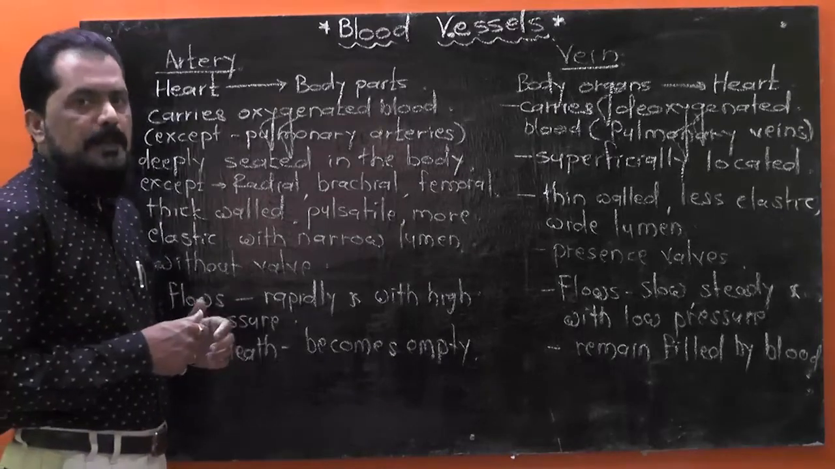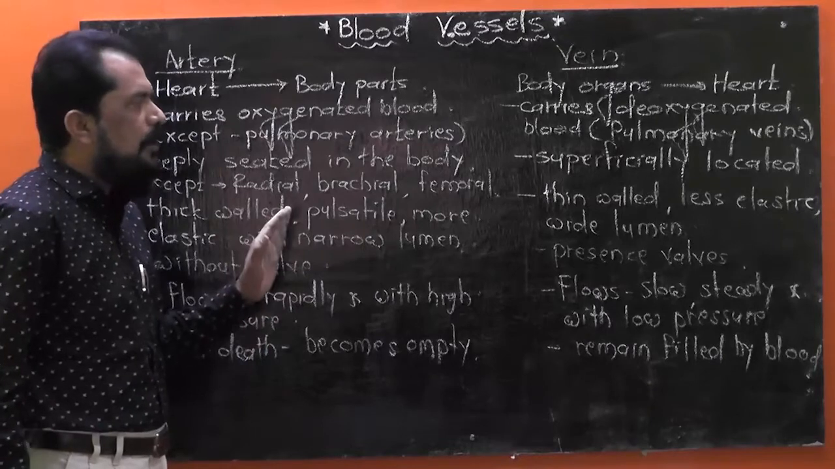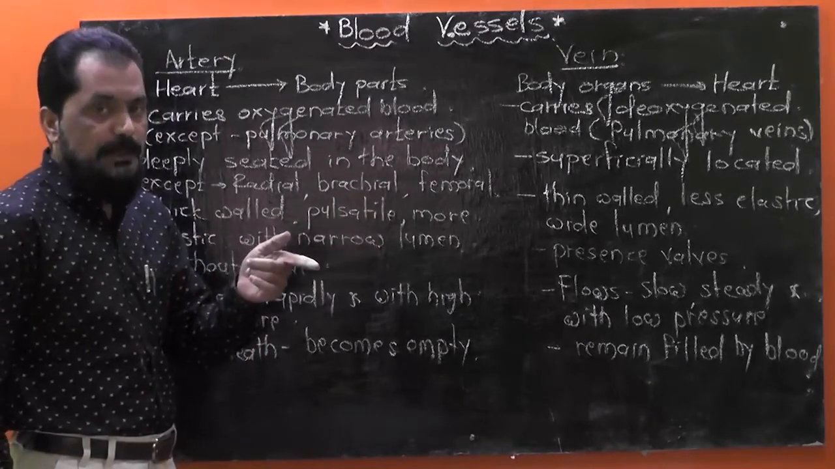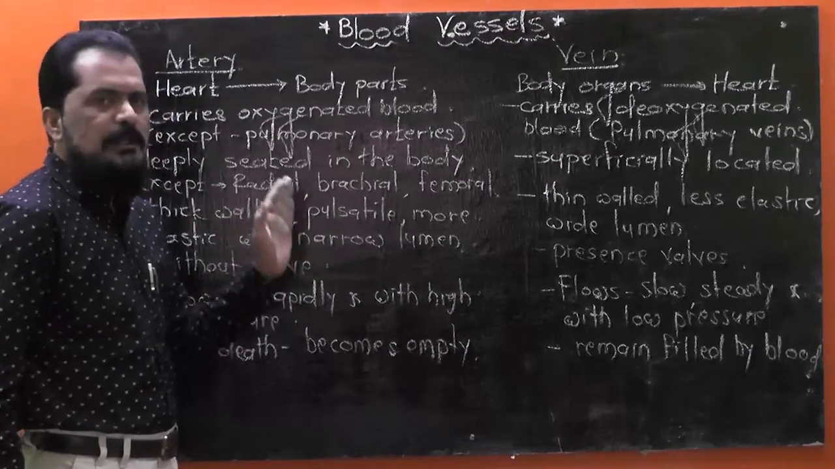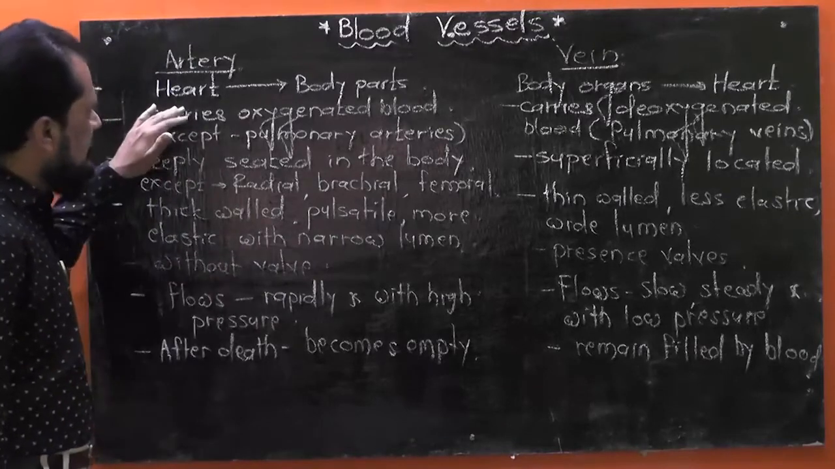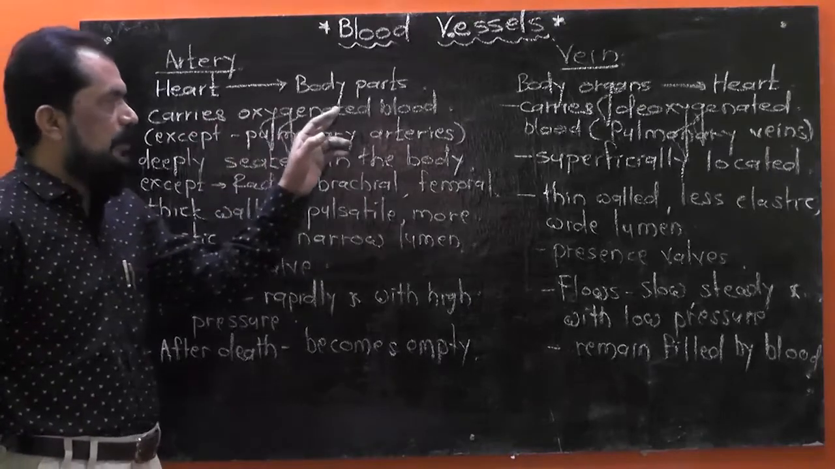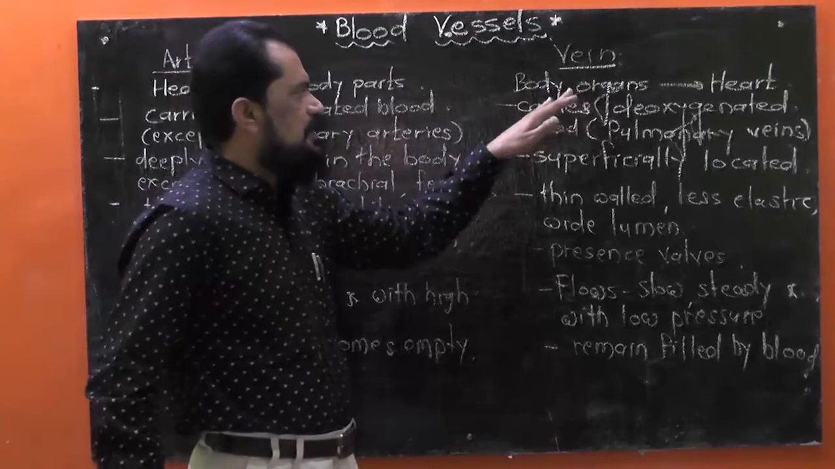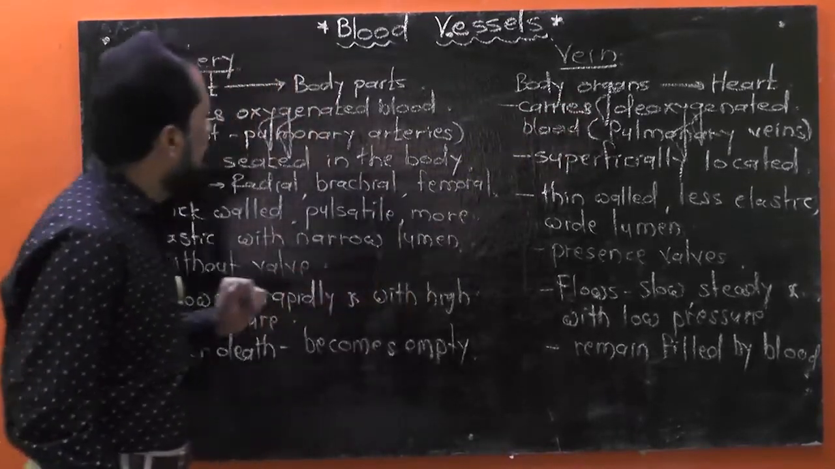Now we have to study about the histological structure of wall of artery and wall of vein. Before going to that, let us take a fast revision about the distinguishing points between artery and vein. Look at the blackboard. Arteries are the blood vessels which carry blood from heart to different body parts, while veins are the blood vessels which carry blood from different body parts back to the heart.